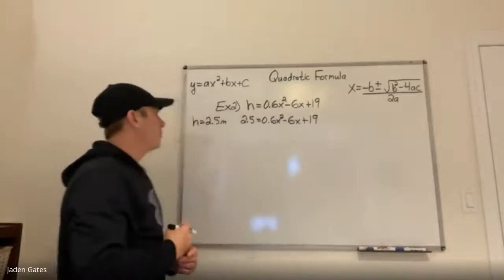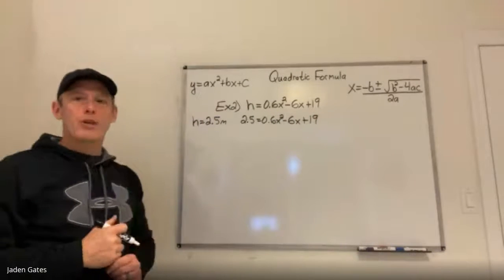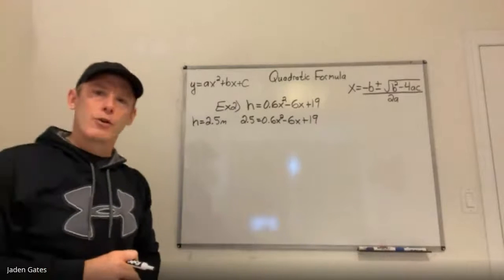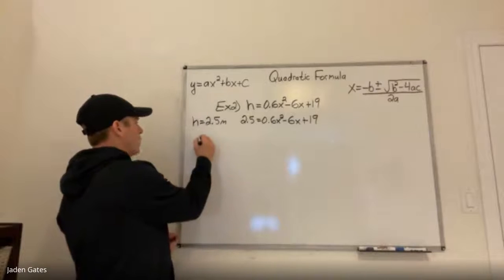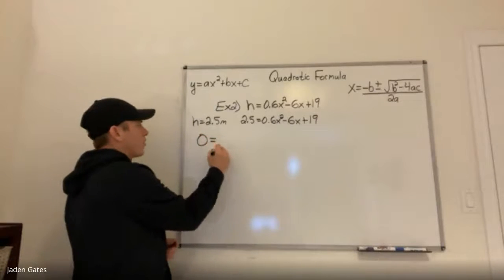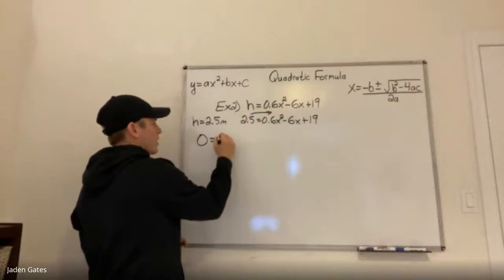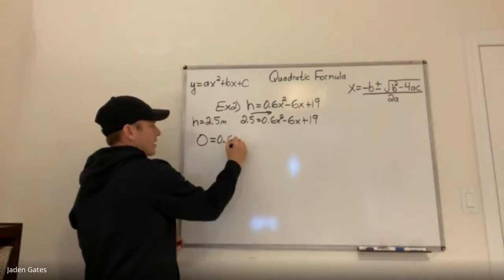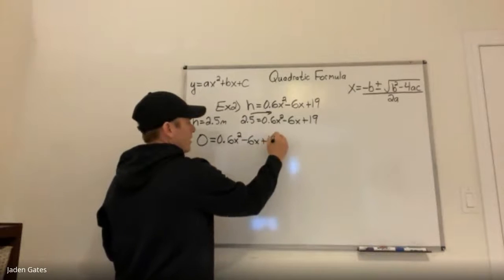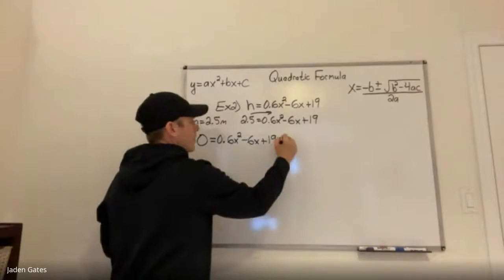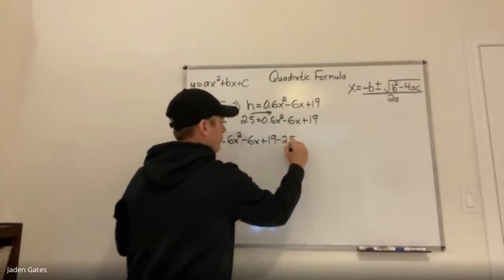So there we go. All right, and again, when you're solving any quadratic in standard form, you have to have a 0 on one side. So I'm going to move that 2.5 over to the other side, and I'm going to have a big 0 here. So I got 0.6x squared minus 6x plus 19. Again, the 2.5 is moving over to the other side, so it's a minus 2.5.